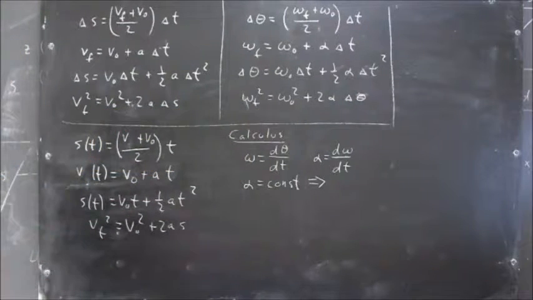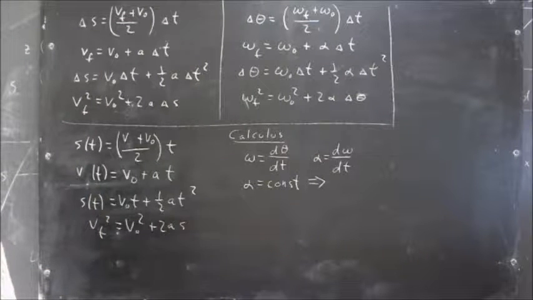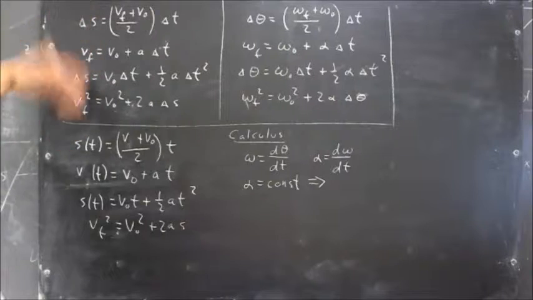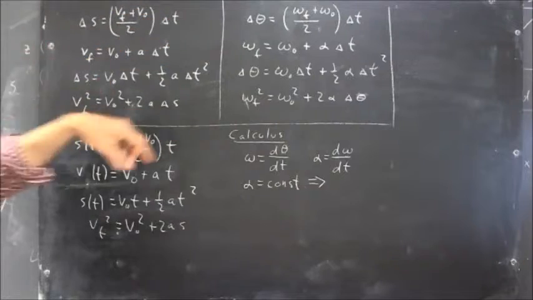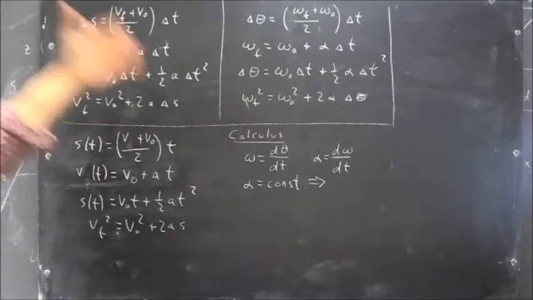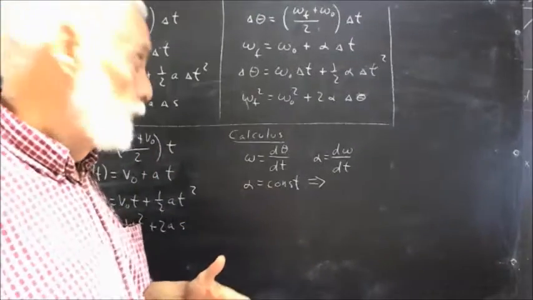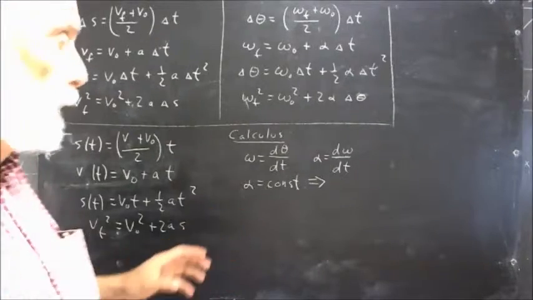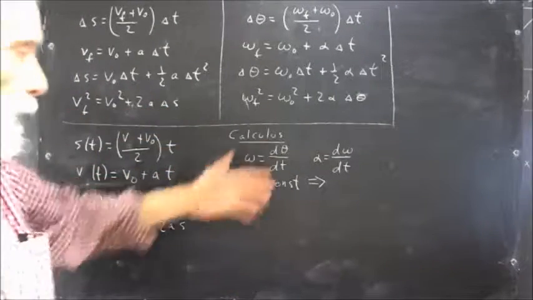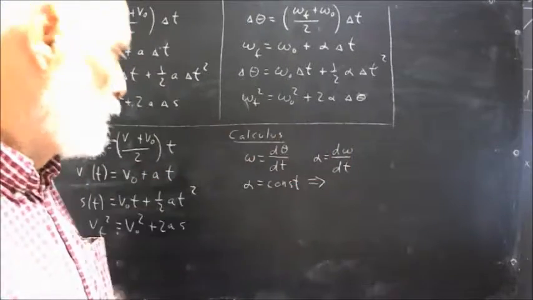They're absolutely identical. If you want to not think about what these things mean and where they came from, you could just get in the habit of always using these equations, which you already know, and letting V be replaced by omega, S by theta, and A by alpha. I recommend you do this from a point of view of understanding, so you don't fall into the trap of relying on formulas that you don't completely understand. Although at some point you have to do that, you eventually get to the limit of what you can handle, and then you start using formulas.